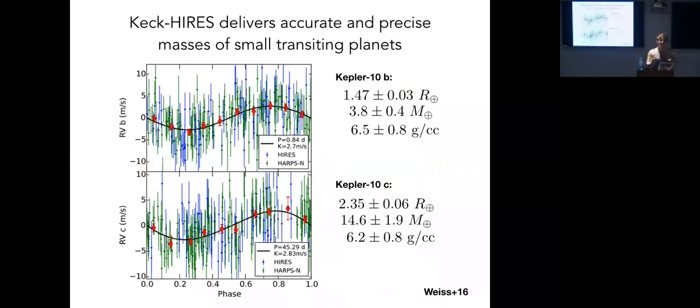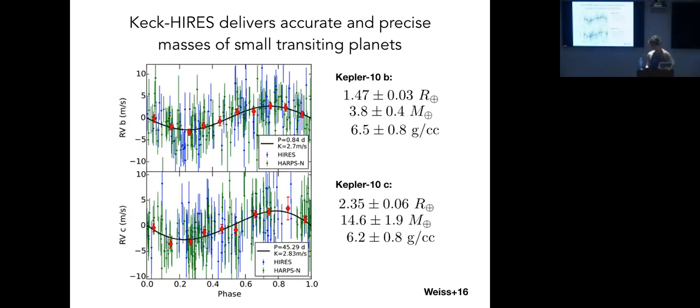Fortunately, on Mauna Kea, we already have Keck-HIRES, which is delivering accurate and precise masses of small transiting planets. This is the Kepler 10 system, which is around a bright star comparable to some of the stars that TESS will observe. There's an inner transiting planet and an outer transiting planet. We've got precise masses and densities for both of them. The inner planet turns out to be rocky at this density and size, whereas the outer planet, even though it has a similar density, is larger, so requires a significant volatile envelope.